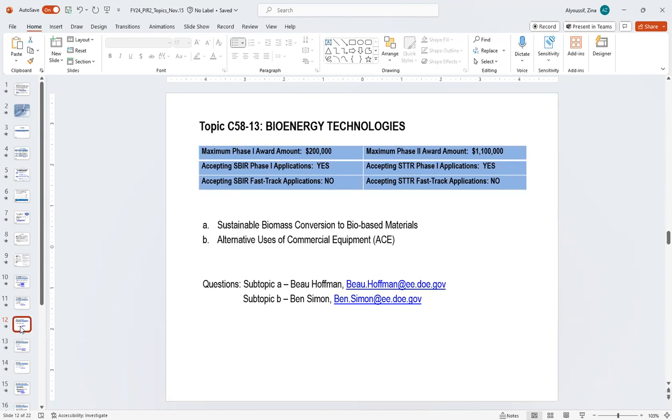So hi, everyone. My name is Maxim Kostlov, and Bo was unable to attend today, which is why I'm presenting in his place. The title of the topic is Sustainable Biomass Conversion to Bio-Based Materials. This is to support the goal that the Bioenergy Technologies Office has to enable by 2030 the production of more than 10 renewable chemicals and materials that have at least 70% greenhouse gas reduction in comparison to petroleum-based counterparts, incumbents.